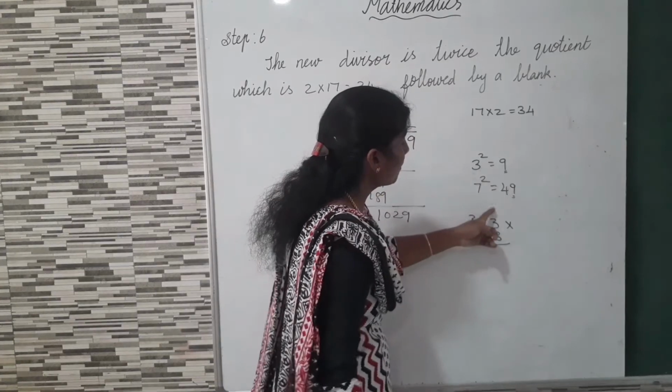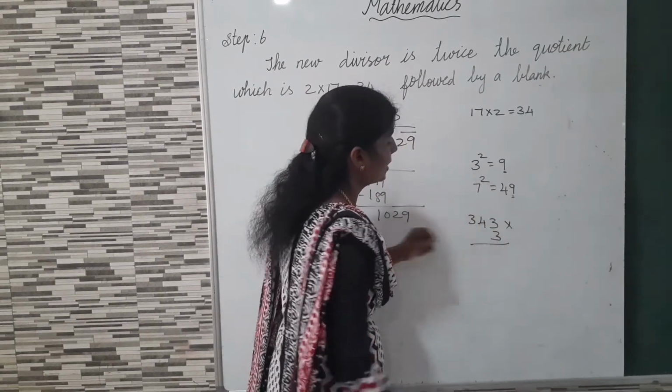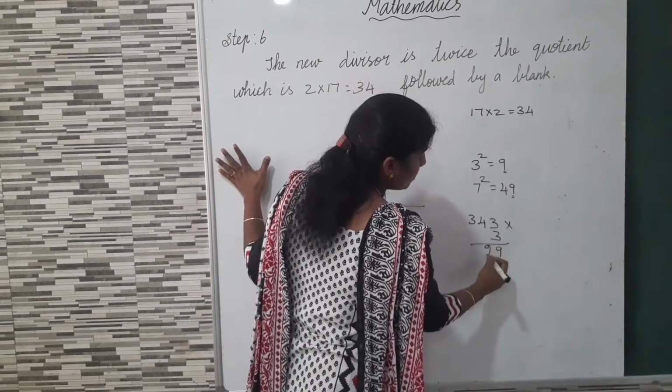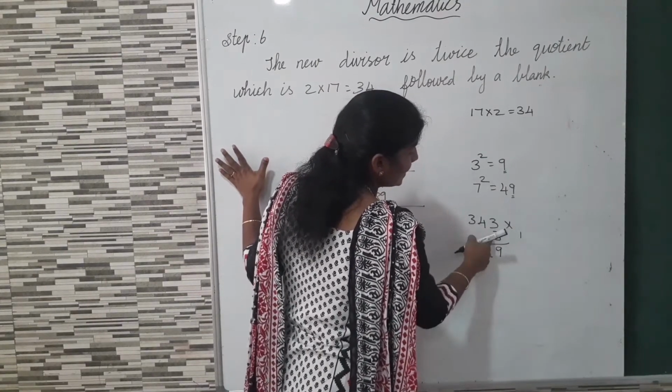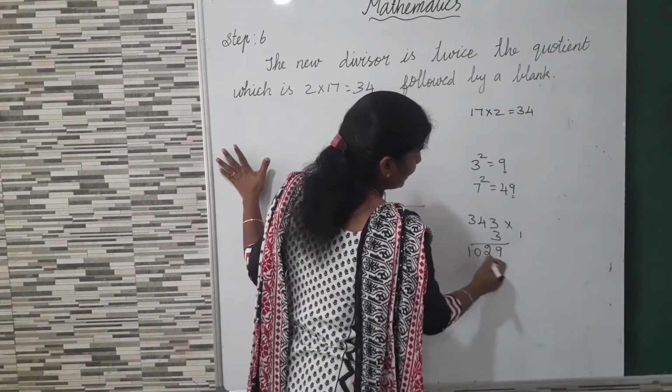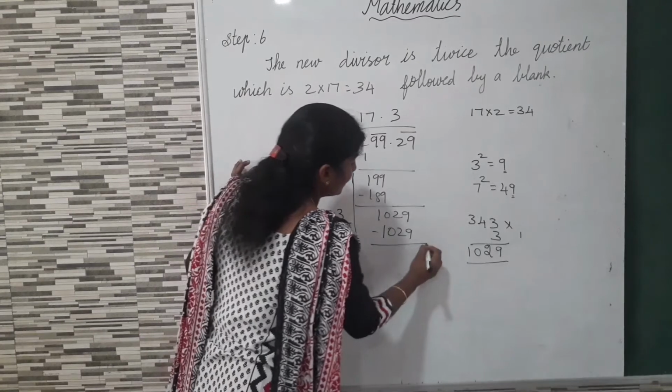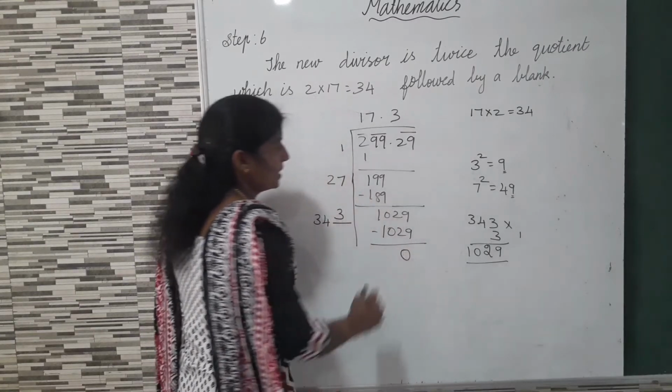Now 343 into 3 equal to 3 3s are 9, 4 3s are 12, 1 balance. 3 3s are 9, 9 plus 1, 10. 1029. Now we will get that remainder is 0.